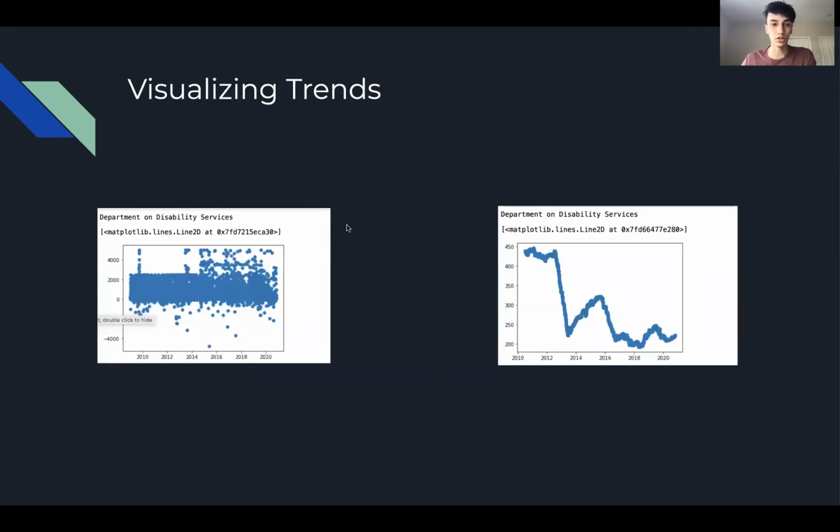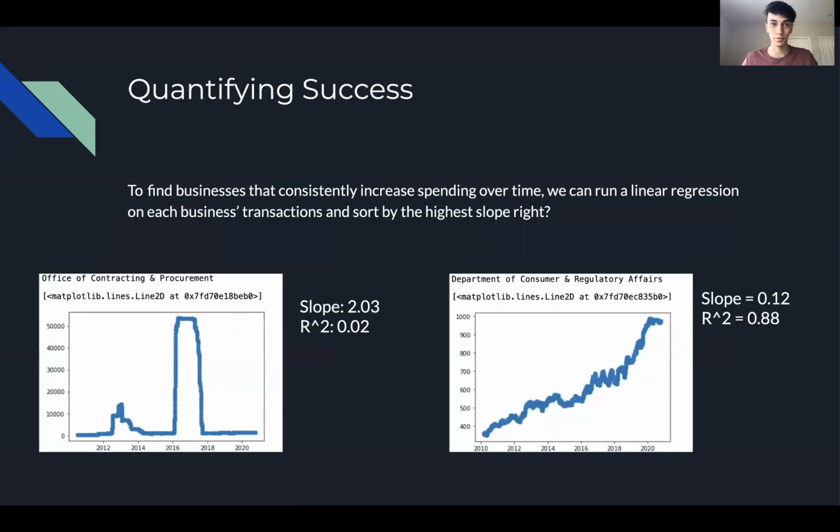So when I was looking to visualize trends, I first plotted a scatter plot of all the transaction histories that occurred for a certain department. For this example, we use the Department on Disability Services. On the left, that's the initial graph, and it looks super scattered and you can't draw any conclusions from it, which is why I decided to use a running average of transaction costs, which would, as you can see on the left, make the trends much easier to visualize. And here it's very clear that there's a downward trend, which would be indicative that something is happening with this business that you should shy away from or look to see if you can improve.